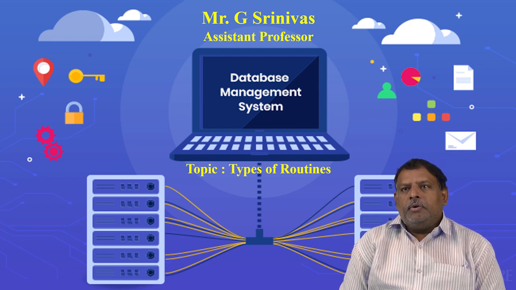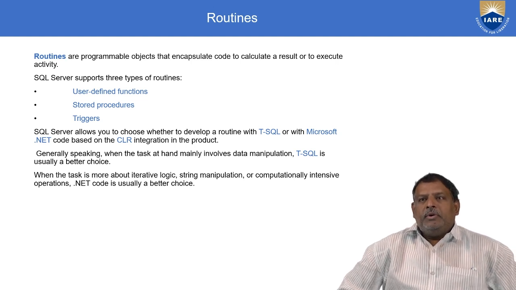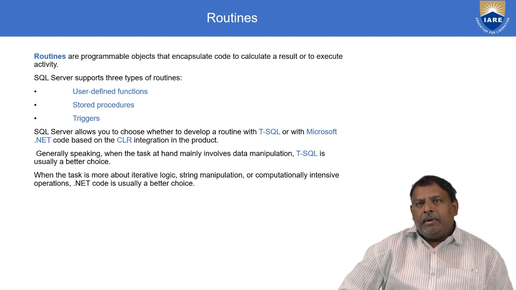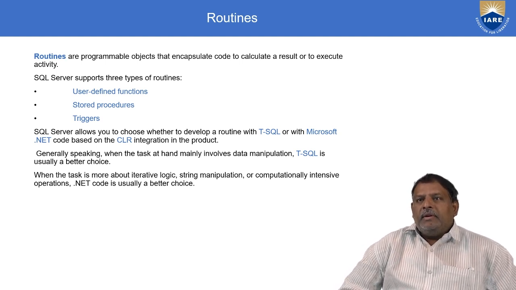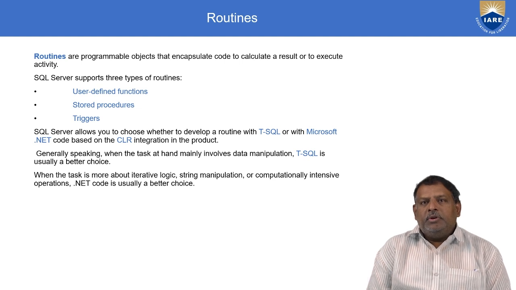Today we'll discuss the routines available in SQL Server. We have three types of routines in SQL Server. What are routines? Routines are programmable objects that encapsulate code to calculate a result or to execute an activity. It is like a piece of SQL code encapsulated into an object to calculate the result and to execute the activity. So we have three types of routines here: user-defined functions, stored procedures, and triggers.